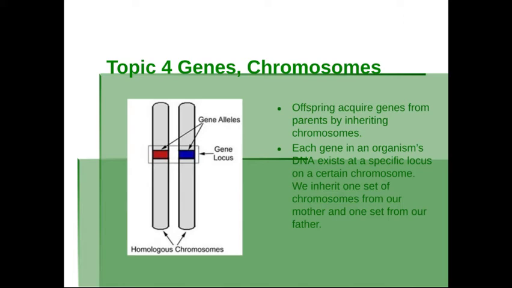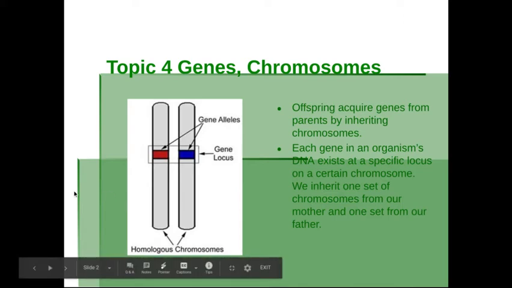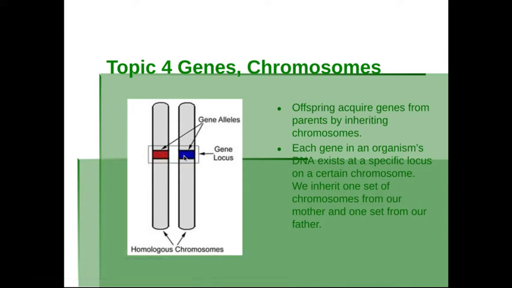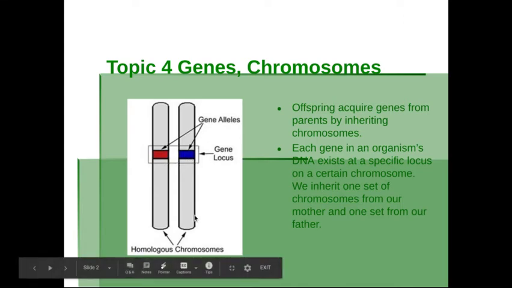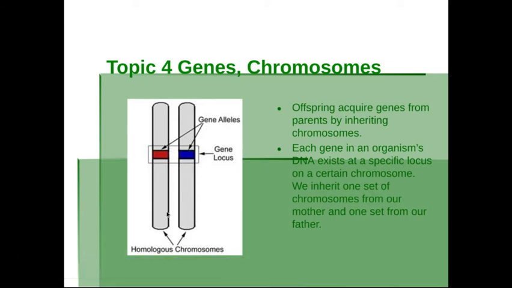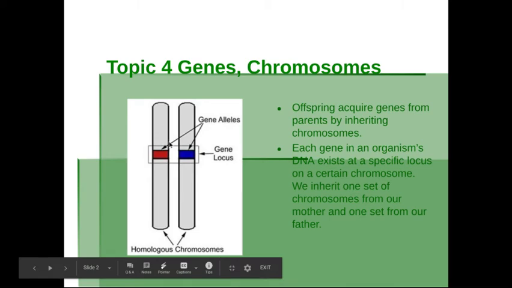Each gene in an organism exists at a specific location we call a locus, okay? You've got one from dad, one from mom. They're in the same spot on the same chromosome number, and we'll talk about that in a few minutes. We inherit one set from mom and one set from dad. We call these chromosomes that have the same genes in the same location homologous chromosomes.